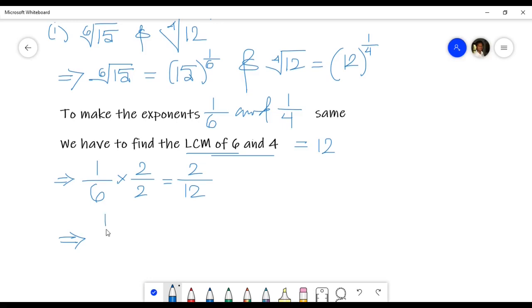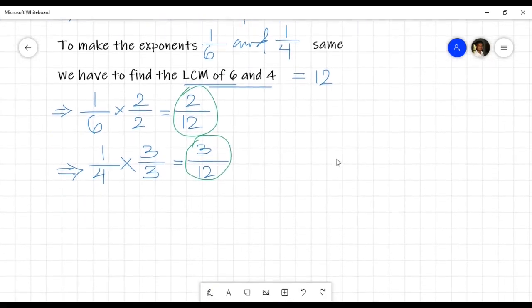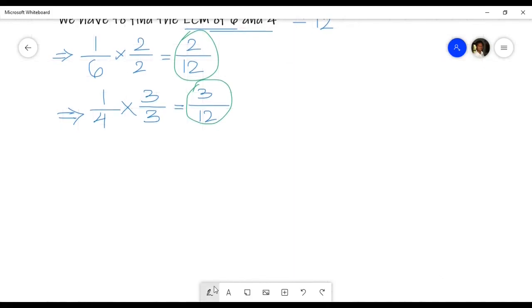Now we take the second fraction, or the second exponential fraction, 1 by 4. The denominator should be 12. So which number should we multiply with 4? 4 3s are 12. And the same number 3 will be multiplying with the numerator. And so 1 into 3 is 3. Now you see we have made the exponents same, 2 by 12 and 3 by 12. I hope you have understood till here, and I hope you are able to follow this.